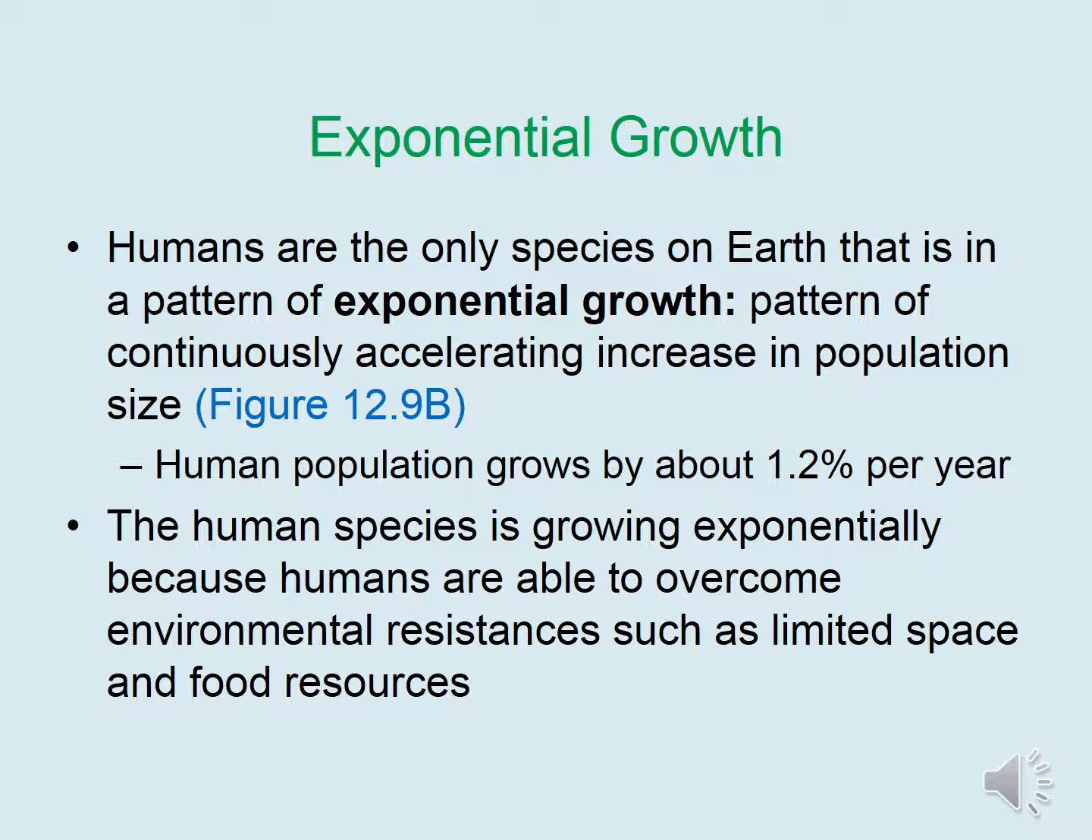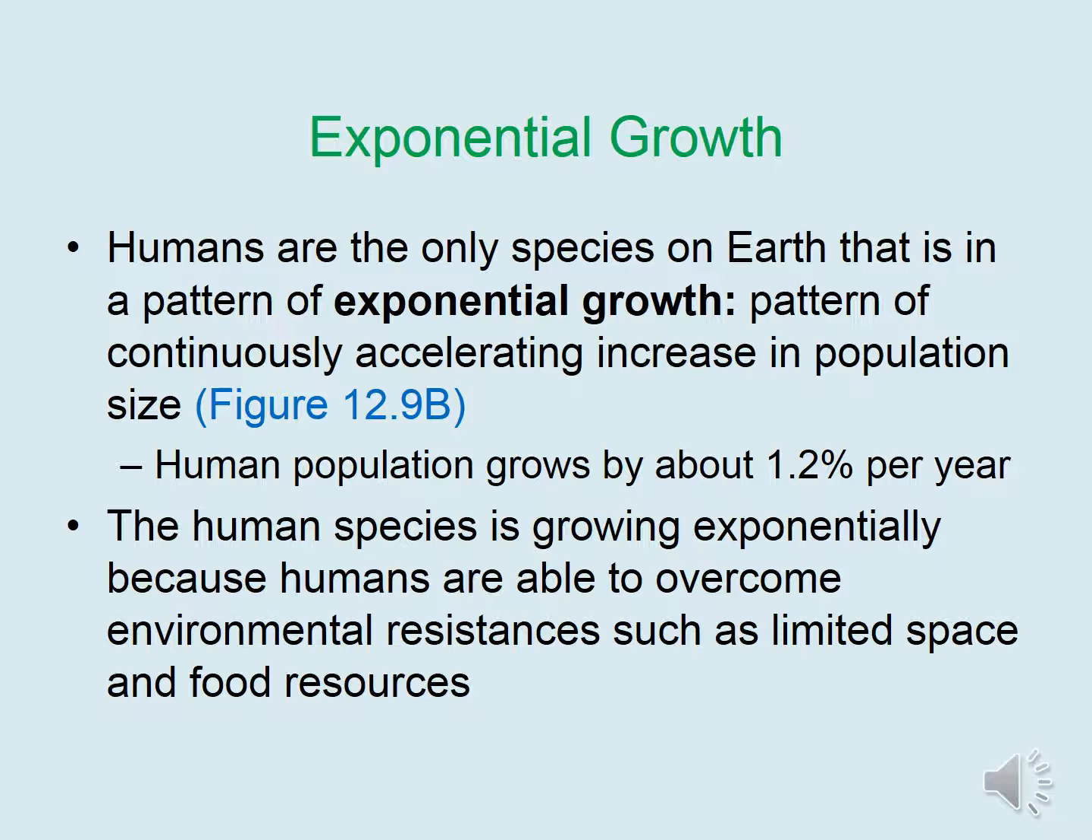As we discuss regulations on population size, it is important to realize that humans are the only species on Earth that is in a pattern of exponential growth, which refers to a pattern of continuously accelerating increase in population size. It's estimated that the human population grows by about 1.2% per year.